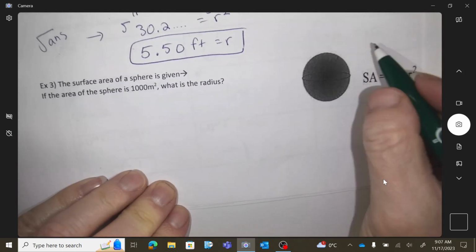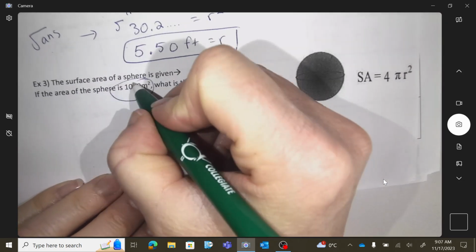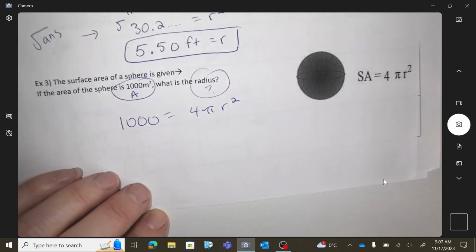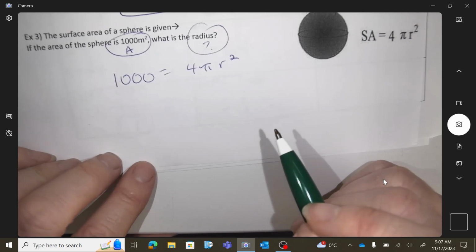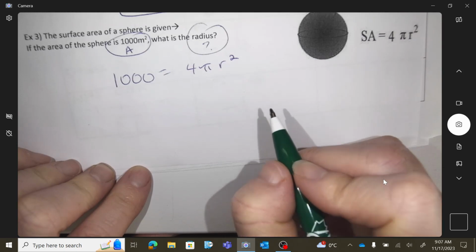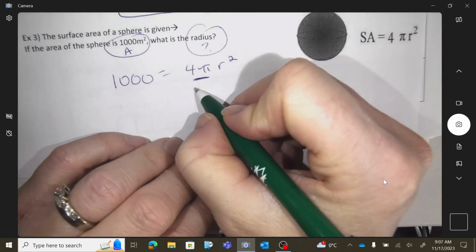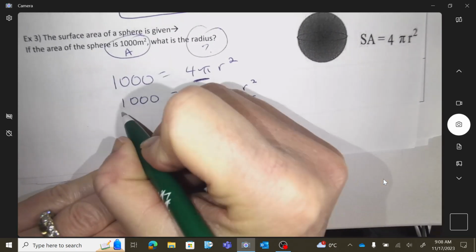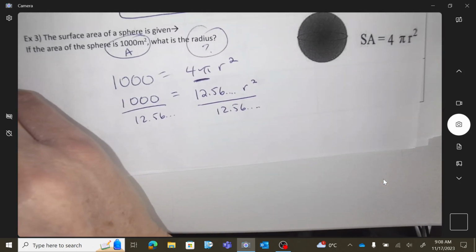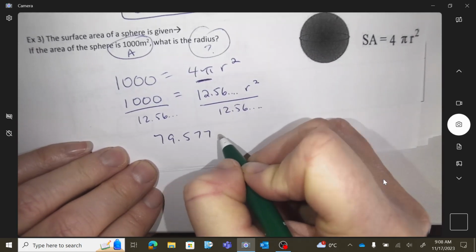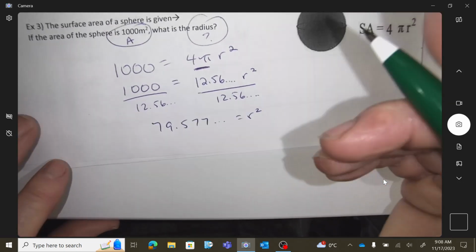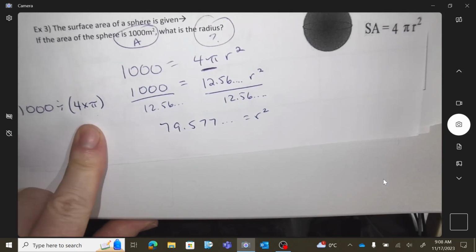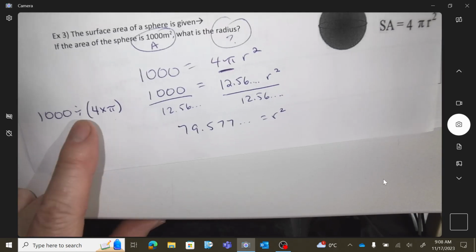Okay, last question, surface area of a sphere. So the area is that, so what is the r? Okay, so you can get this number, whatever 4 times pi is. Okay, some of you I noticed were good at doing this same thing. 1,000 divided by the bracket 4 pi. Okay, that's the same maneuver.